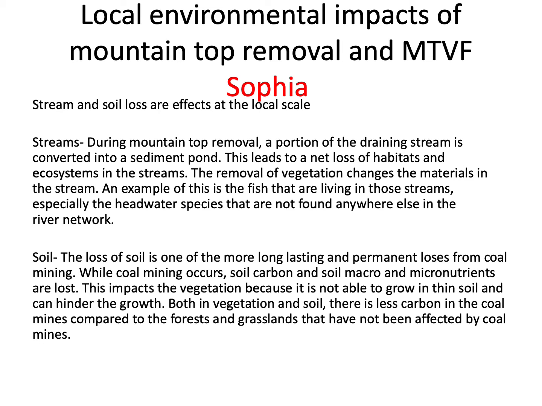mining. Another impact is the soil. The loss of soil is one of the more long-lasting and permanent losses from the coal mining. While coal mining occurs, soil carbon and micro and macro nutrients are lost. Vegetation is also not able to grow in thin soil, which can hinder growth. Both in vegetation and soil, there is less carbon in the coal mines compared to the forests and grasslands that have not been affected by coal.